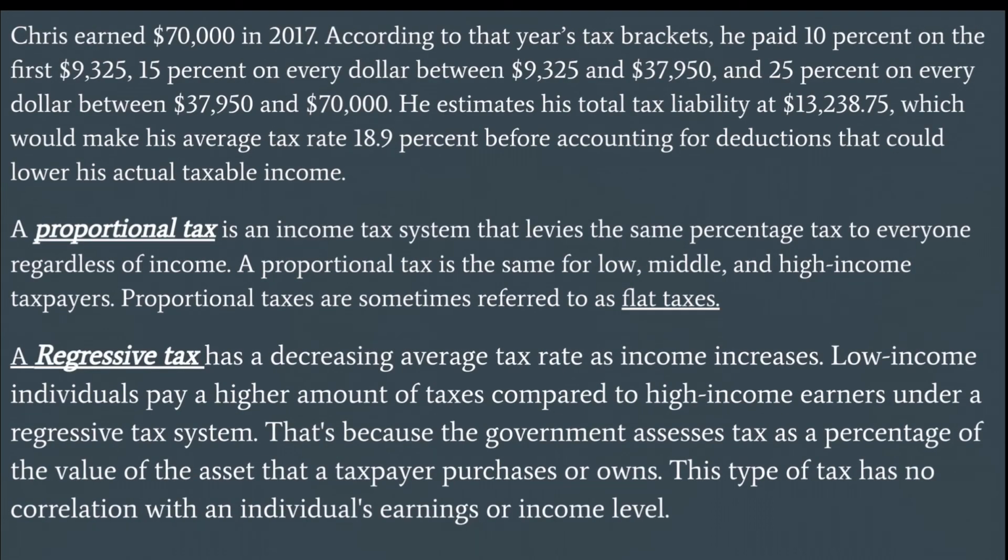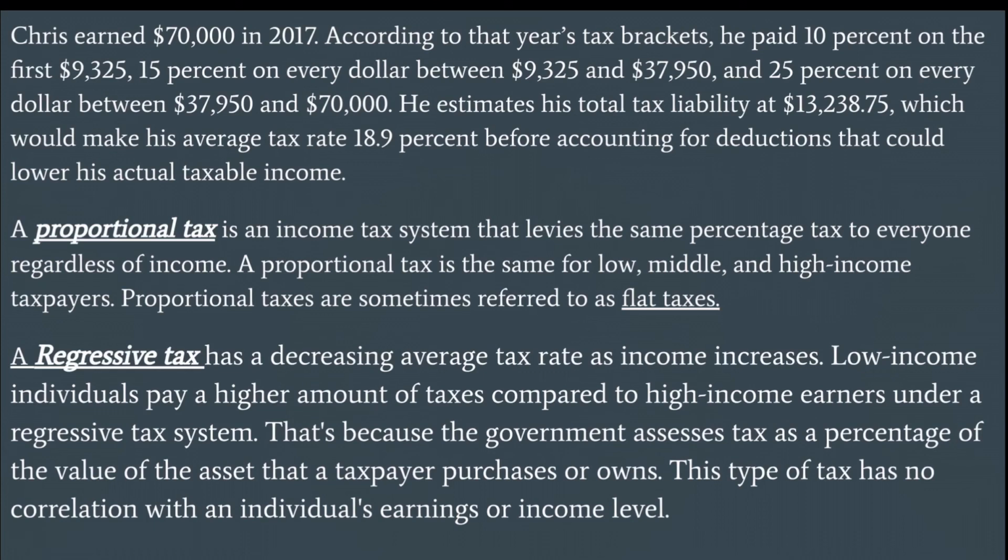Chris earned $70,000 in 2017. According to that year's tax brackets, he paid 10% on the first $9,325, 15% on every dollar between $9,325 and $37,950, and 25% on every dollar between $37,950 and $70,000. He estimates his total tax liability at $13,238.5, which would make his average tax rate 18.9% before accounting for deductions that could lower his actual taxable income.